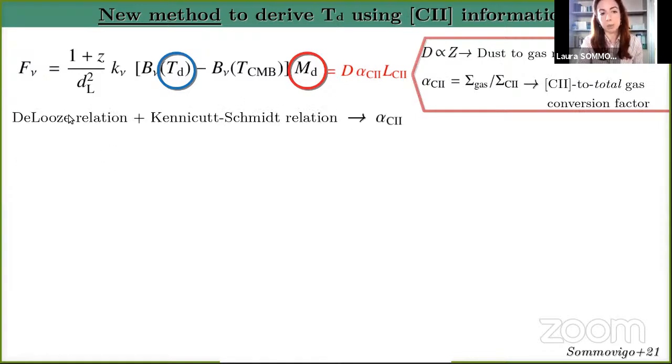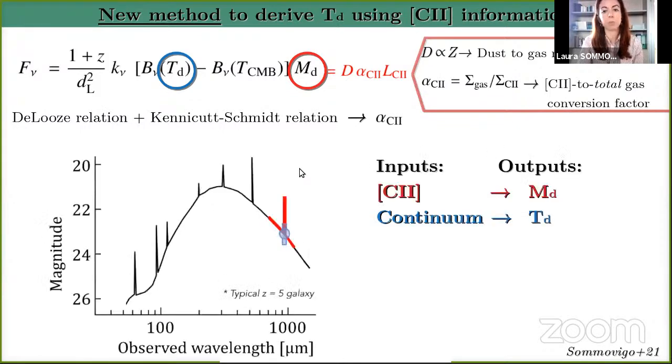We then use well-known empirical relations to derive an analytical formula for this alpha_[CII] conversion factor, namely the De Looze relation and the Kennicutt-Schmidt relation. So, saying everything in a few words, we use the [CII] luminosity as a proxy for the dust mass, so that we can then use the single continuum measurement to constrain the dust temperature.